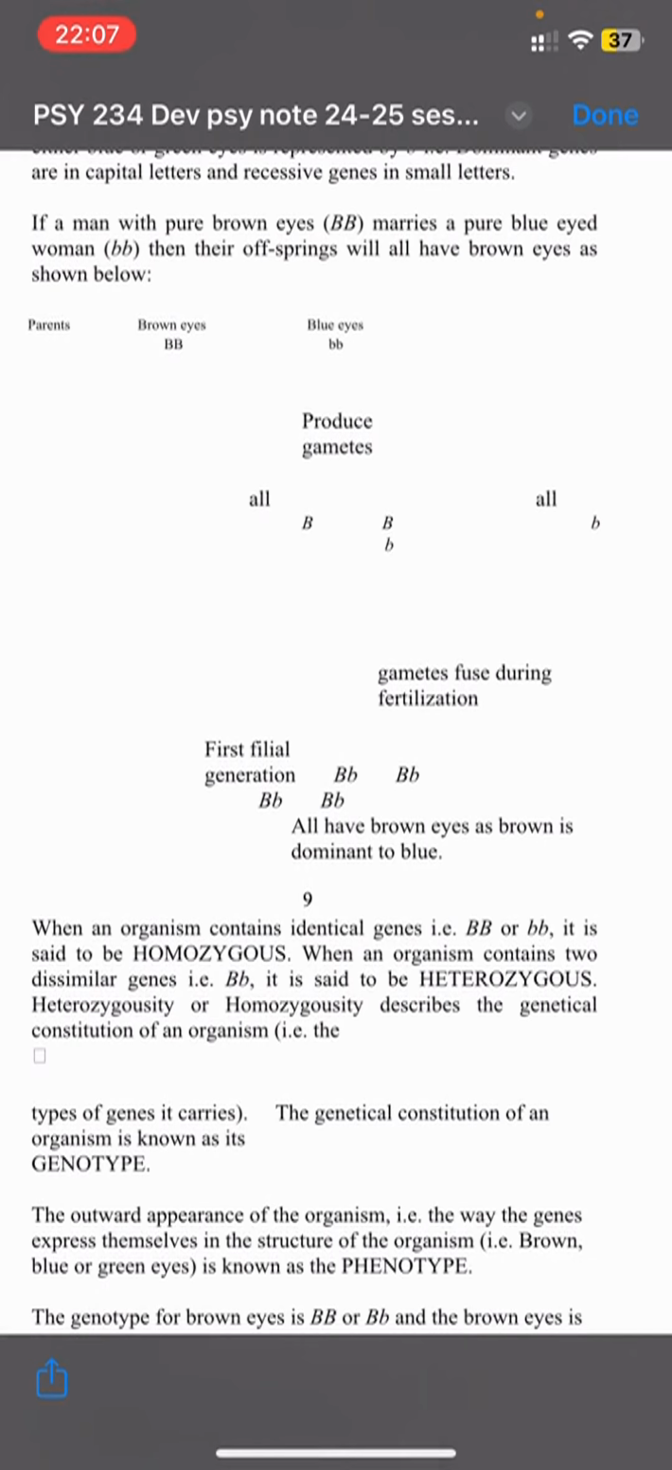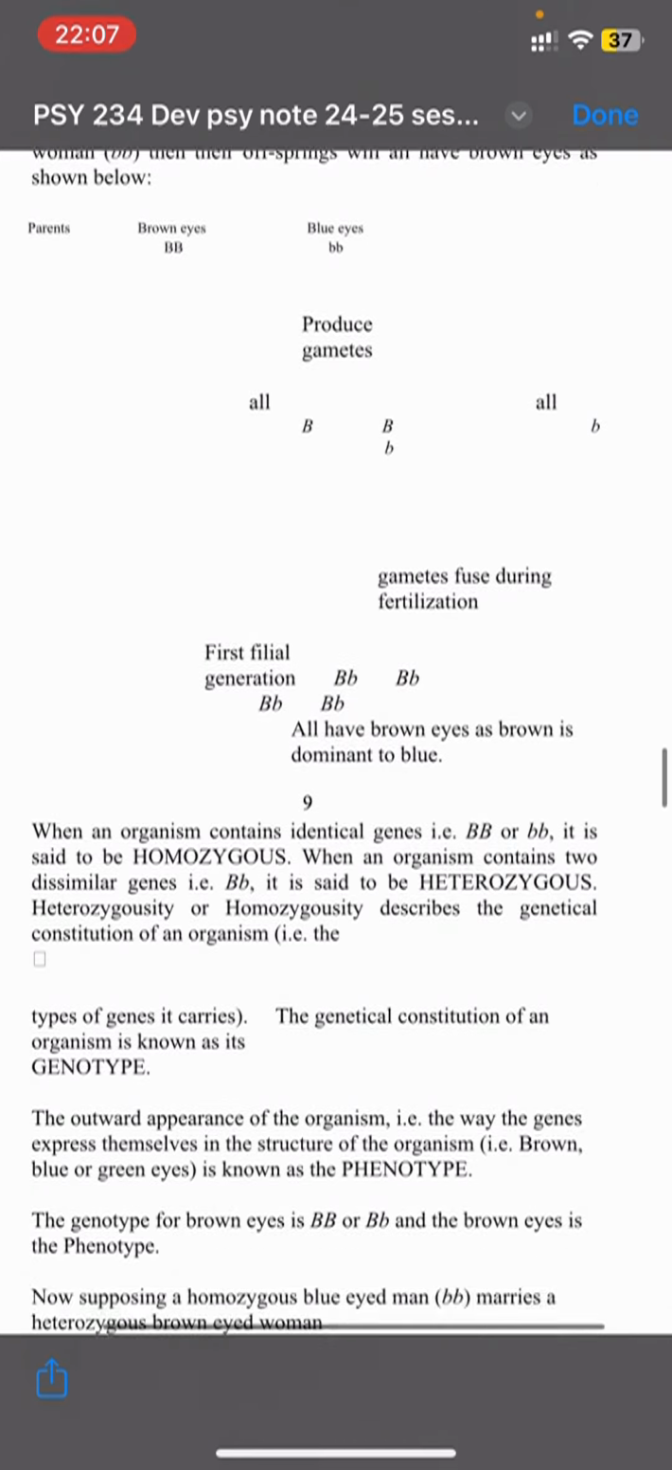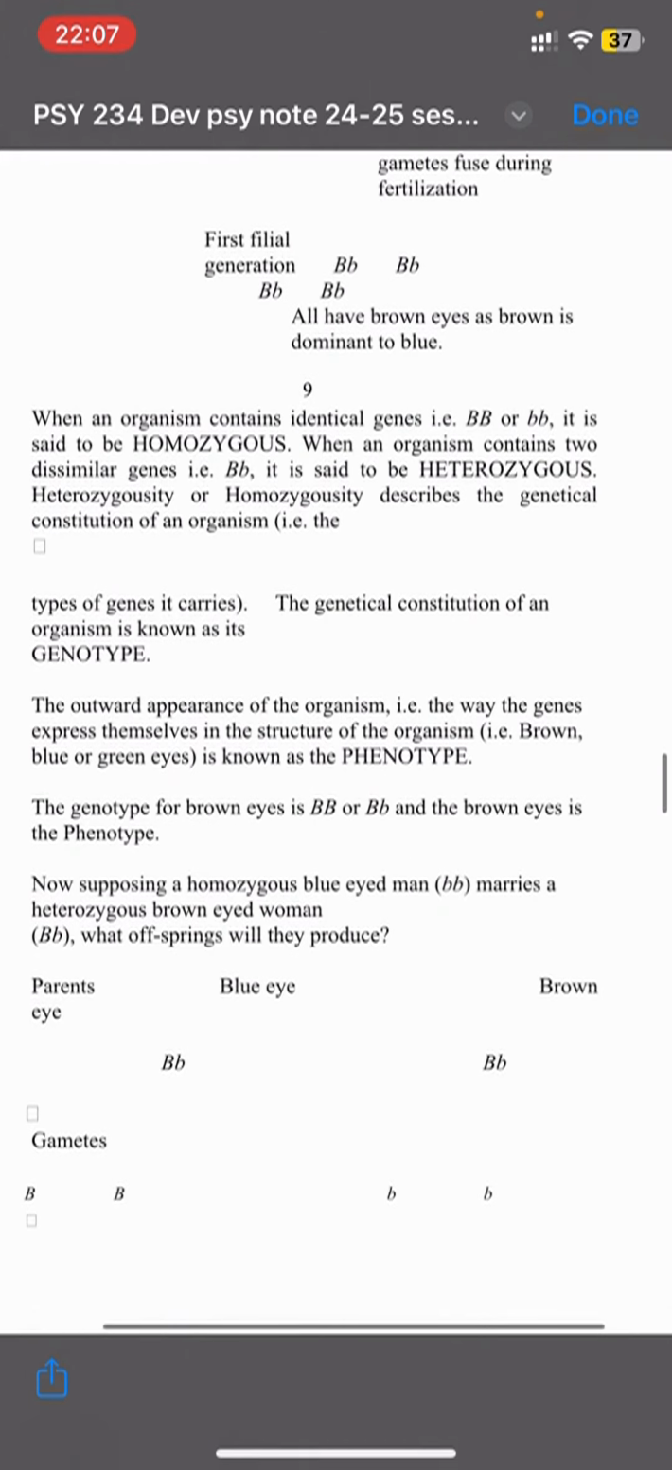Now, when an organism contains identical genes, either big B's or small b's, it is said to be homozygous. When an organism contains two dissimilar genes, one big B and one small b, it is said to be heterozygous. Heterozygosity or homozygosity describes the genetic constitution of an organism, i.e. the type of genes it carries.